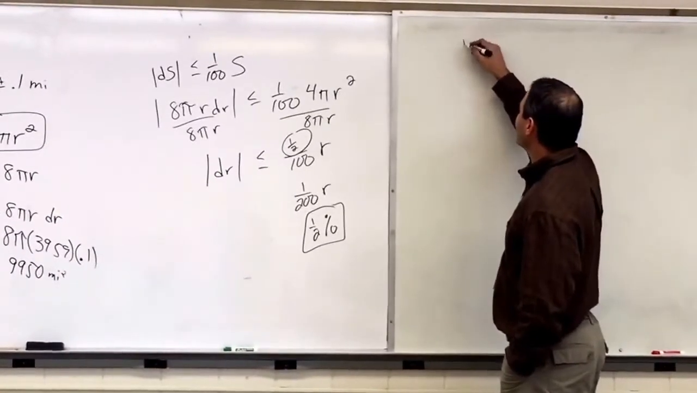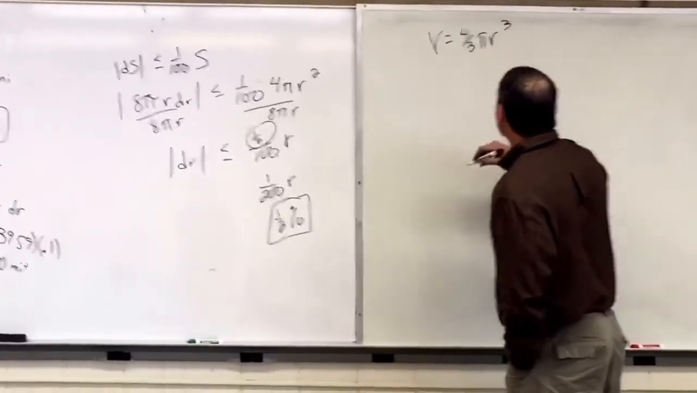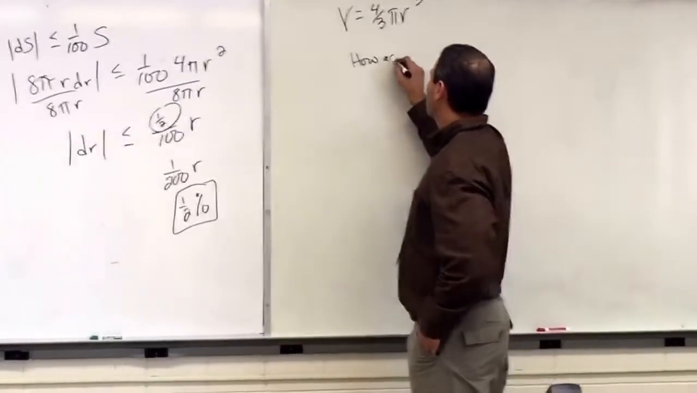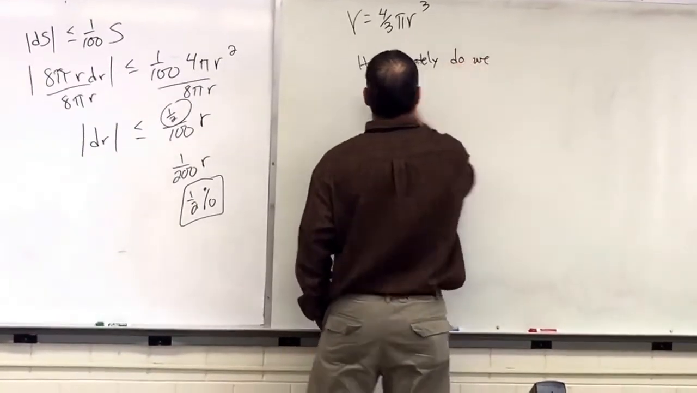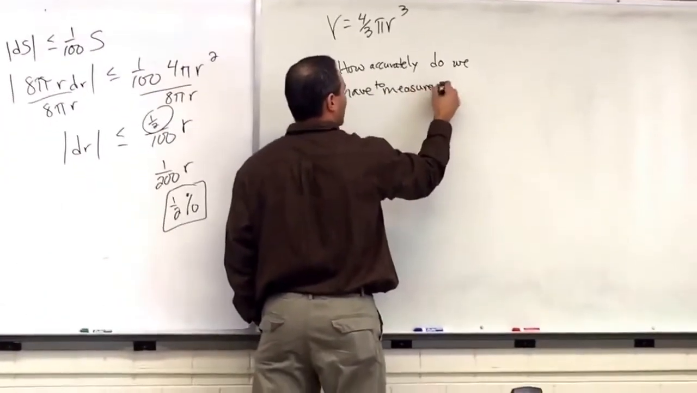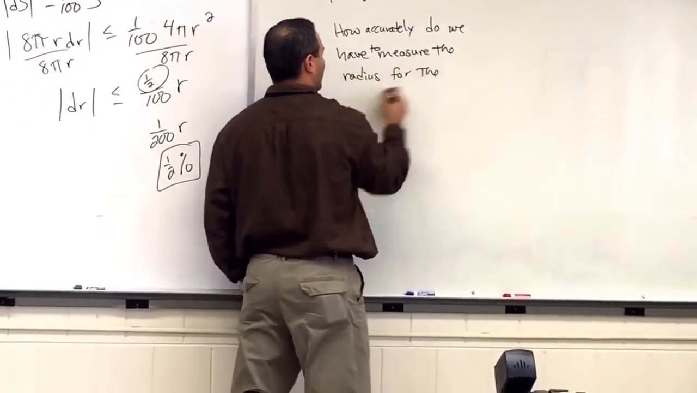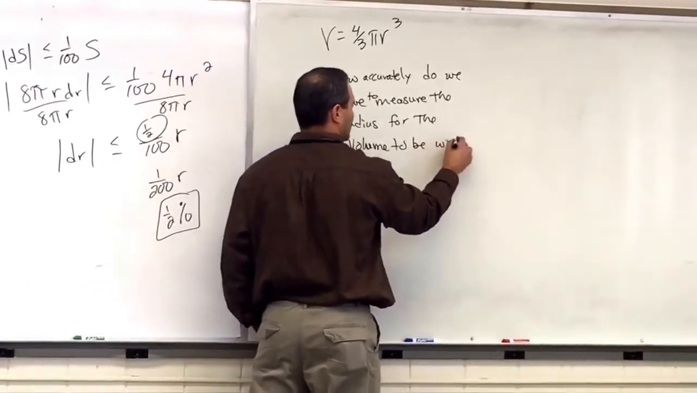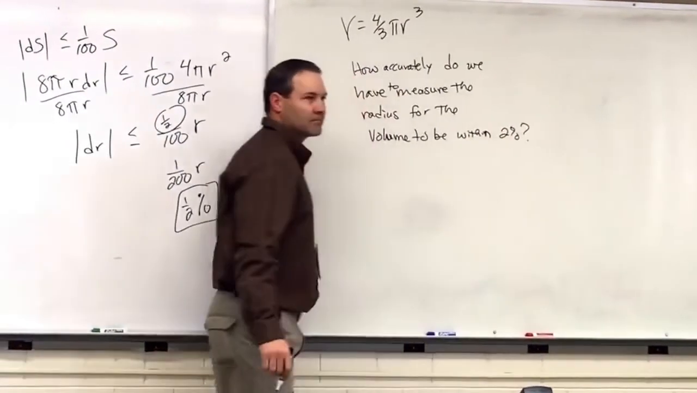Sorry. But we'll say the volume of a sphere is 4/3 pi r cubed, and I want to know how accurately do we have to measure the radius for the volume to be within, we'll say, 2%. That's how I write it.